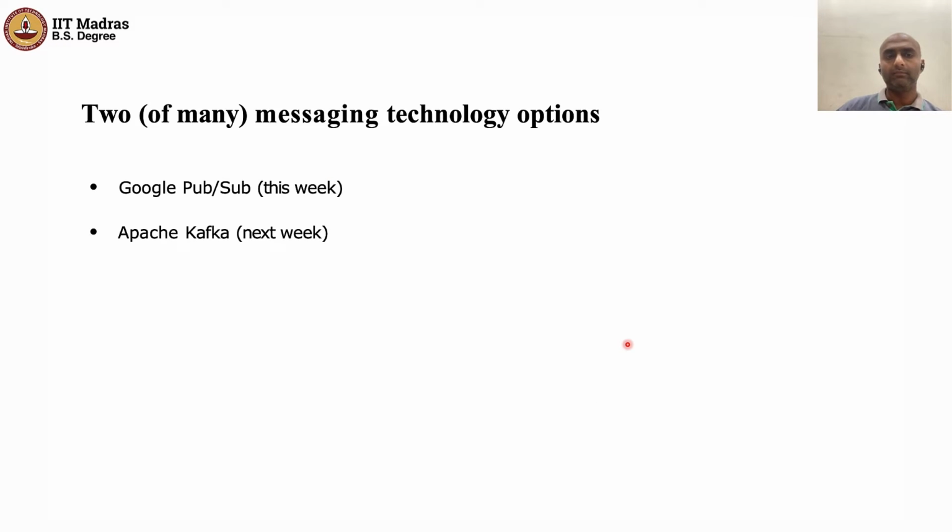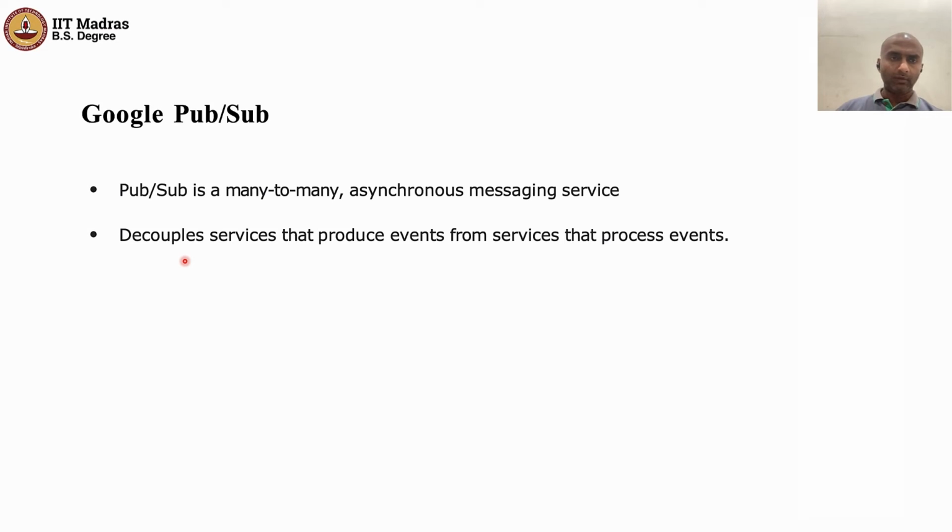Alright, so there are two of many messaging technology options, right? The first that we will take a look at is Google PubSub, which is part of the Google Cloud. PubSub is actually the name. Pub stands for publish, sub stands for subscribe, and we'll talk about that in a minute. And then the second one, which is the most popular open source technology in this space, is Apache Kafka. So what is PubSub?